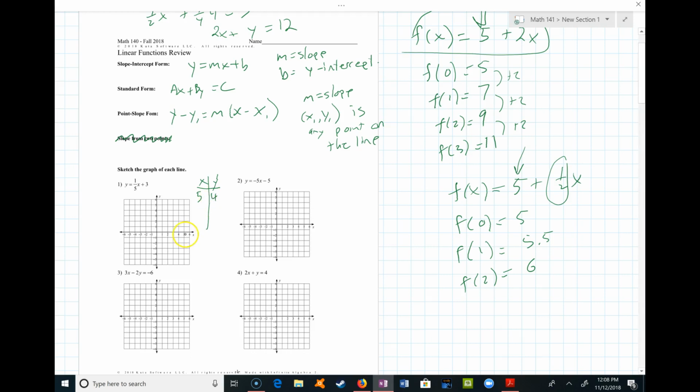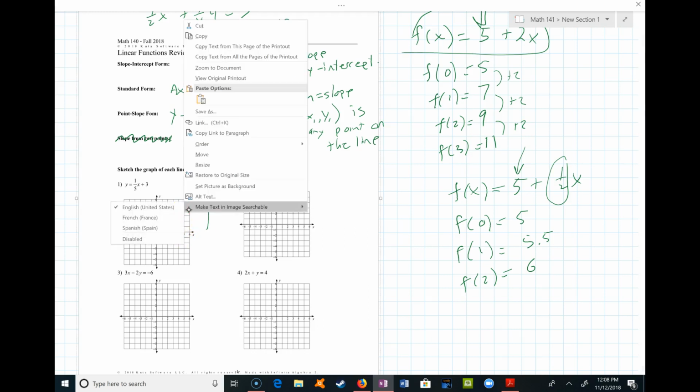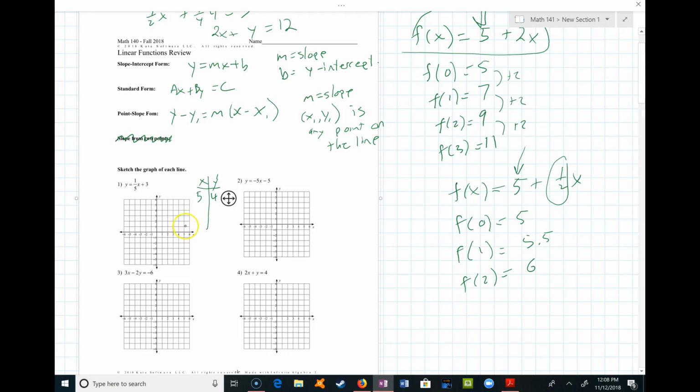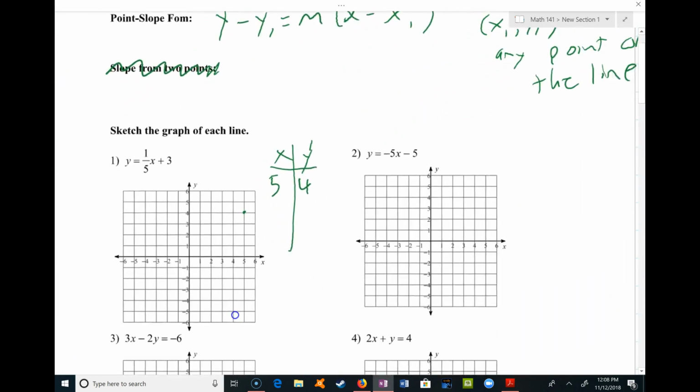So if I go over 5, up 1, 2, 3, 4, and put a dot. Whoops, sorry. That point's on the graph. Maybe blow this up a little bit so you can see it better.